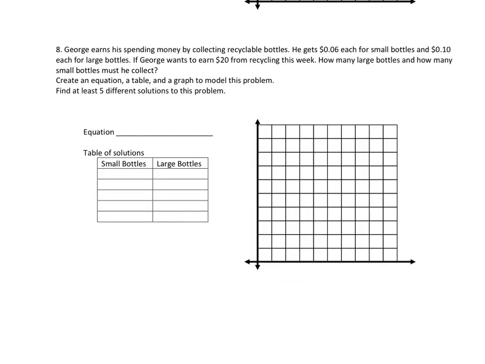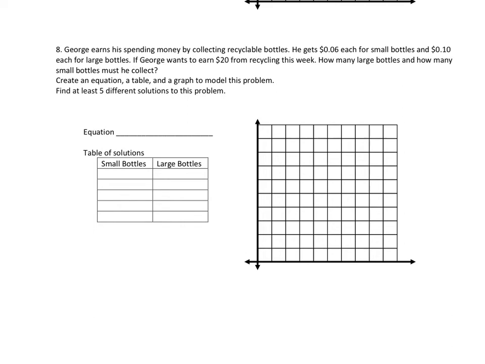On problem 8, this goes back to very similar to the movie ticket problem. Except instead of movie tickets, George is collecting 2 different size bottles. They cost different amounts, just like the movie tickets cost different amounts. And he wants to collect $20. Just like in the movie ticket problem, we only had $30 to spend. So our equation is very similar.